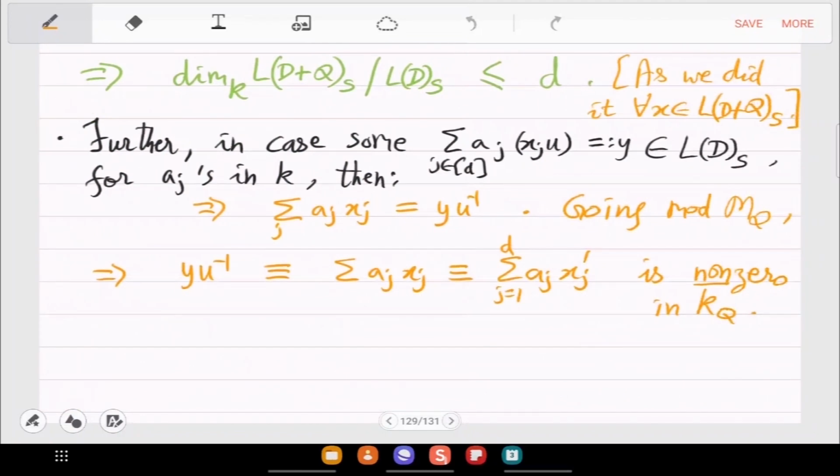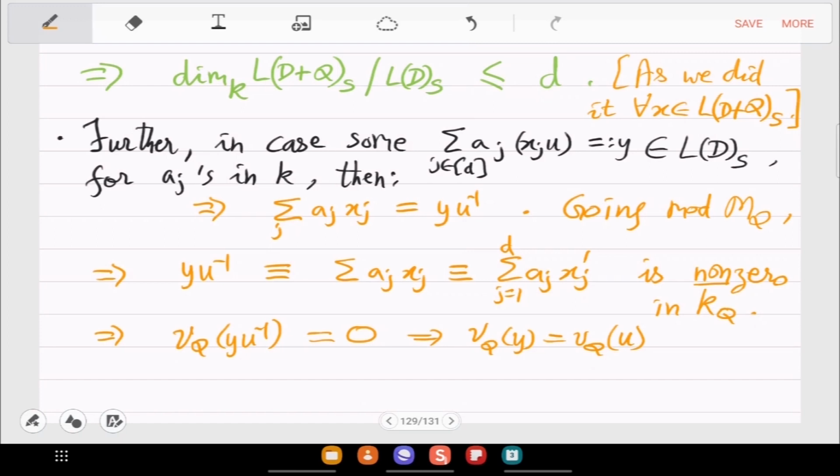So what this tells you is that yu inverse is actually valuation is 0. It's a unit in the residue field, so the valuation is 0. So this means that valuation of y and valuation of u has to be equal. And that is a contradiction.